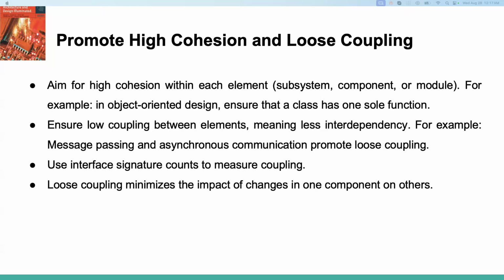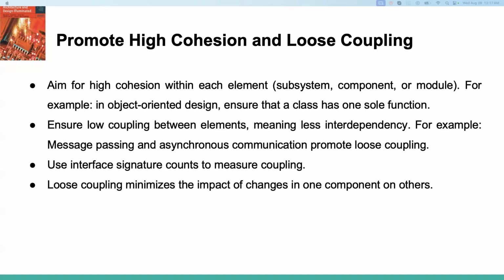In software design, two guiding principles can lead us to greatness: high cohesion and low coupling. These are like the secret ingredients for creating robust and flexible systems. High cohesion means that each element, whether it's a subsystem, component, or module, is focused and has a single well-defined responsibility. In object-oriented design, this might mean ensuring that each class does just one thing.